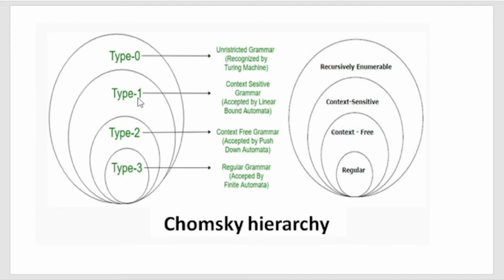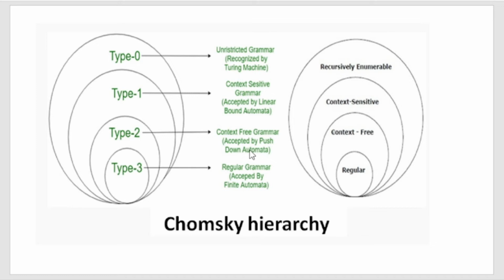The next type is type 1. This grammar is also called context sensitive grammar, and the language generated from this grammar is a context sensitive language. The machine to accept the strings generated from this language is called a linear bounded automaton. The next type is type 2 grammar. It is also named context free grammar. The language generated from this grammar is a context free language.